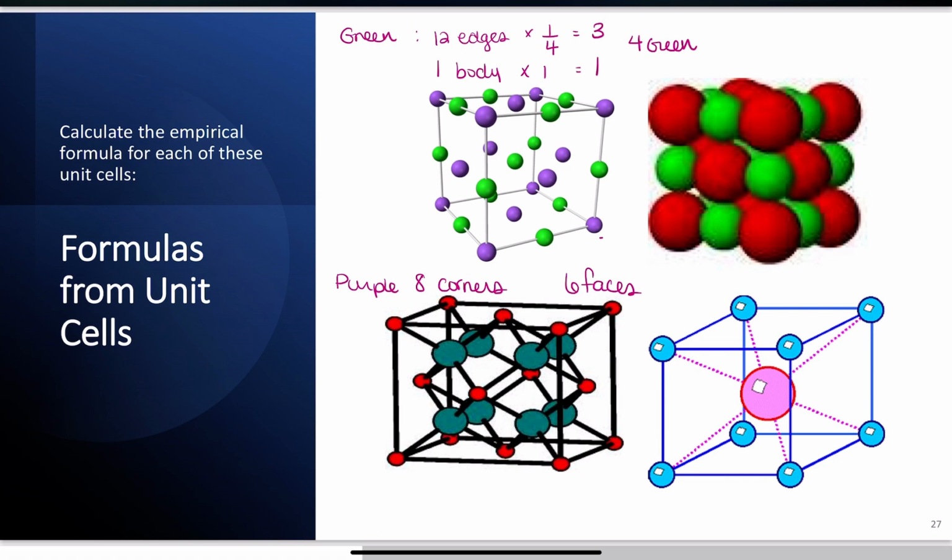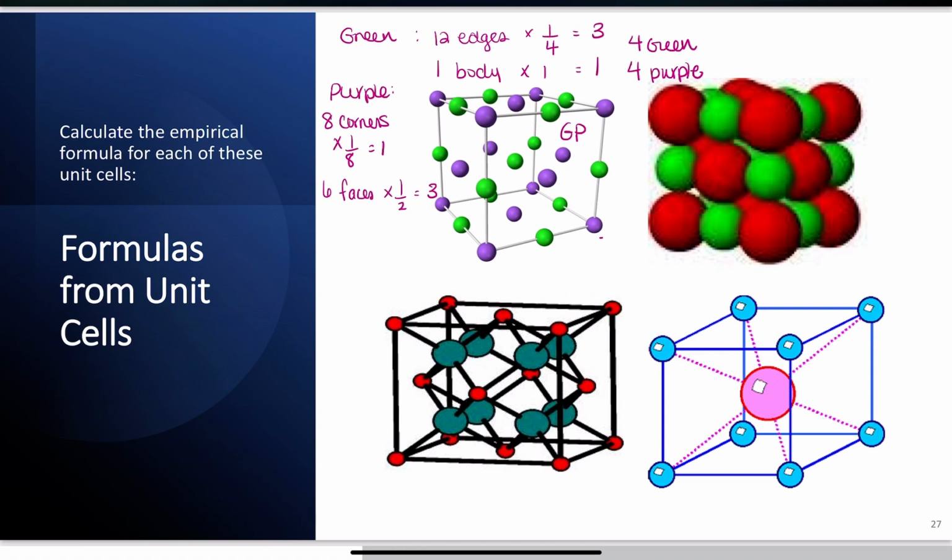So for purple, I've got 8 corners. Corners contribute 1/8, so that gives me 1. I've got 6 faces, and faces contribute 1/2, so that gives me 3. So overall, I have 4 green, I have 4 purple. My empirical formula would be GP, green, purple, 1 green to 1 purple, because I have 4 green to 4 purple.